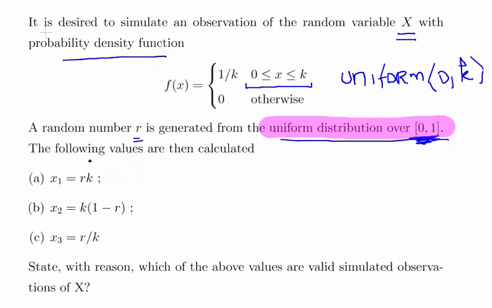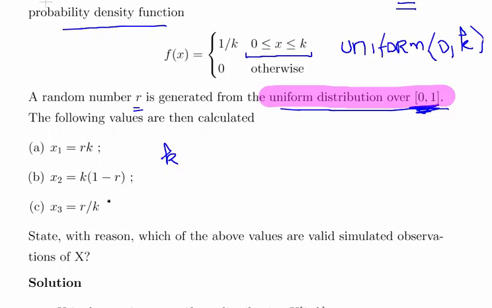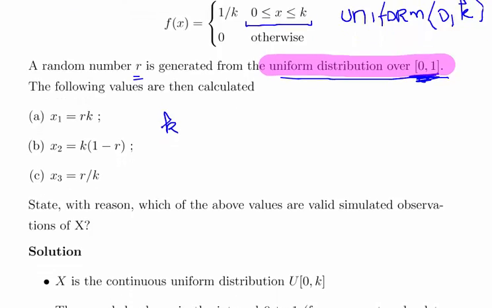Now, the following values are then calculated. x1 equals r times k, x2 equals k times 1 minus r. Now remember, k is some constant here. And x3 equals r divided by k. Okay. State with reason which of the above values are valid simulated observations of x.